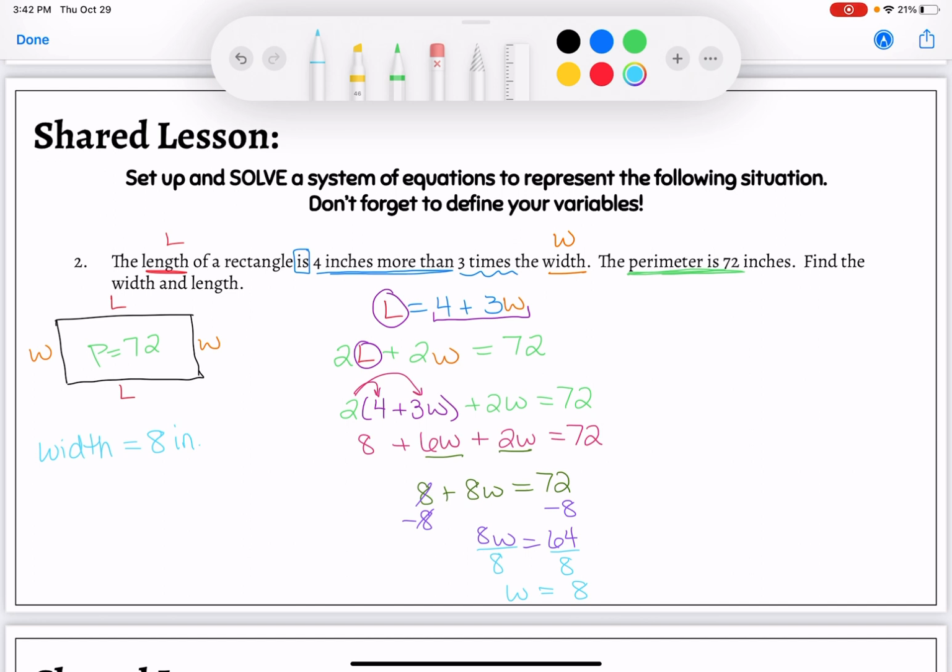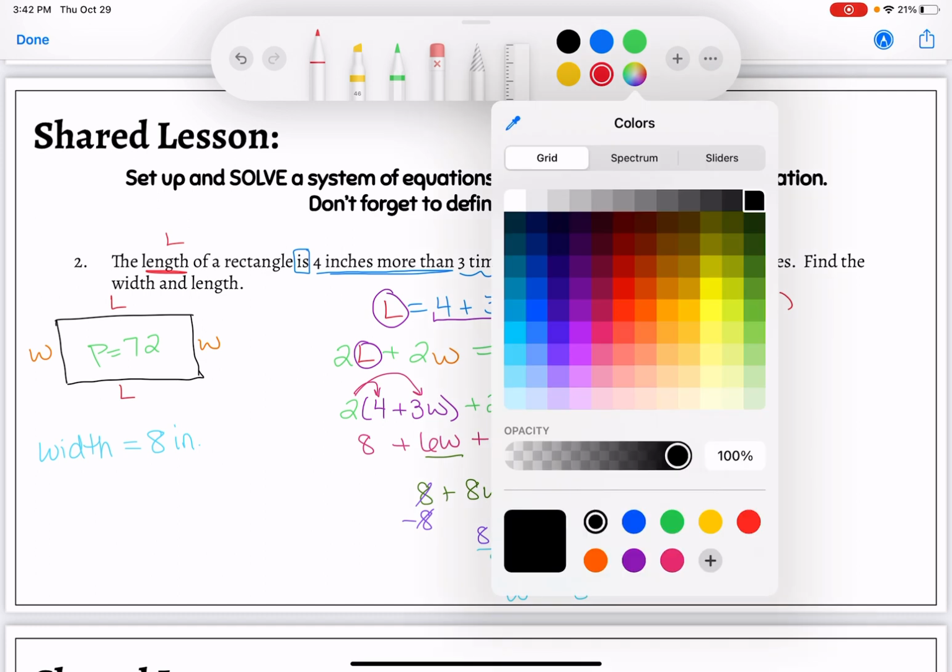All right, and now I'm going to take that 8 and I'm going to plug it back in. You can plug it into either equation, but I see that top equation is all set up for us. So it's going to be L equals, there we go, L equals 4 plus 3 times 8.